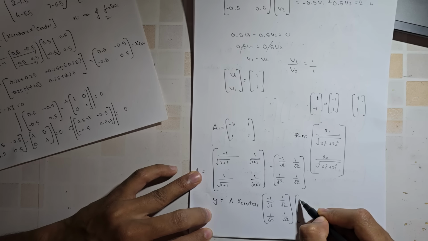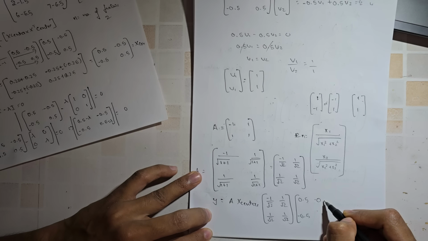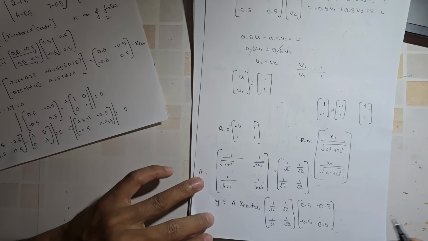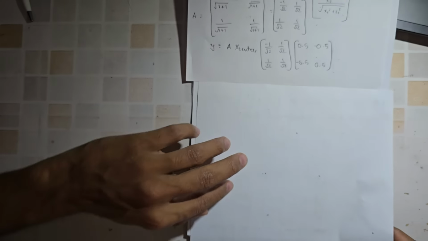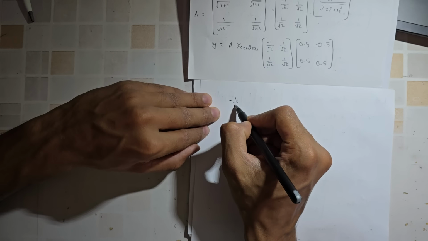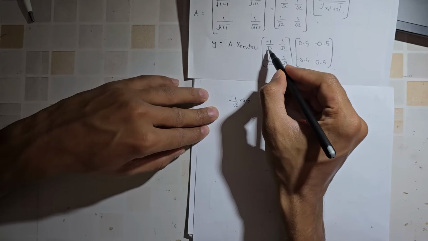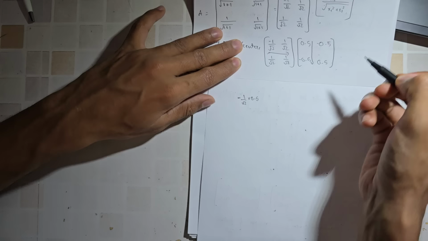into 0.5 minus 0.5, okay. I'll keep the values here so that you can see, and I'll solve it over here. So minus 1 by root 2 into 0.5, this column into this row into this column.